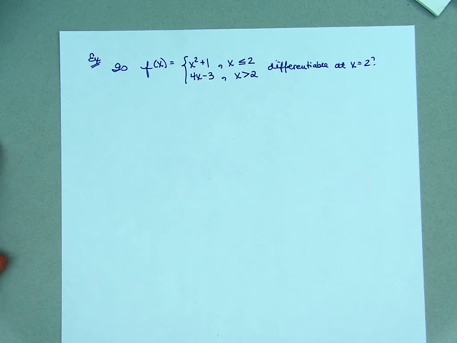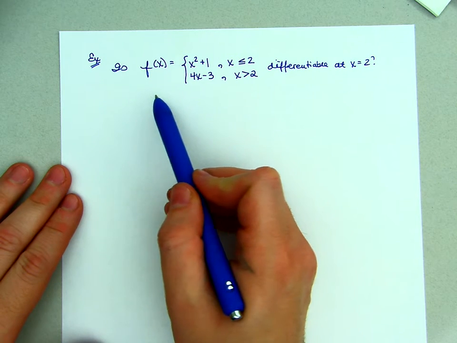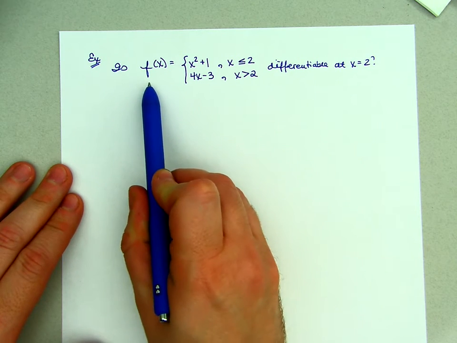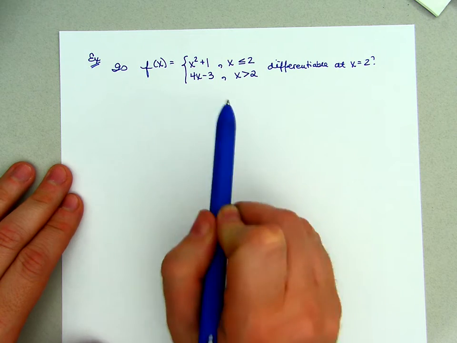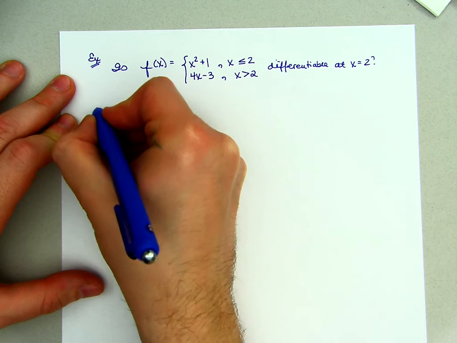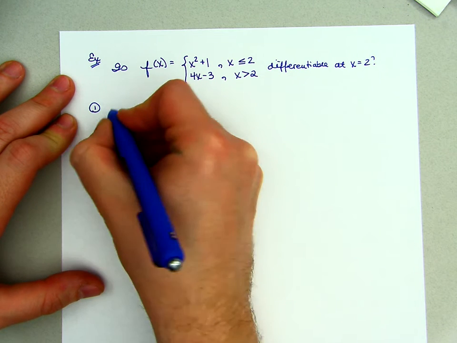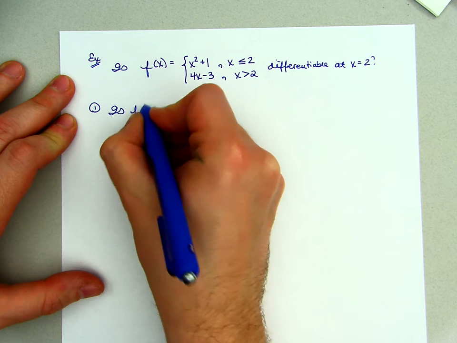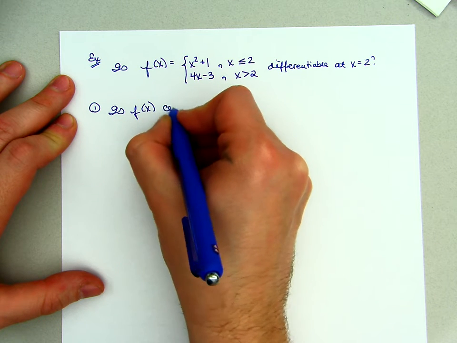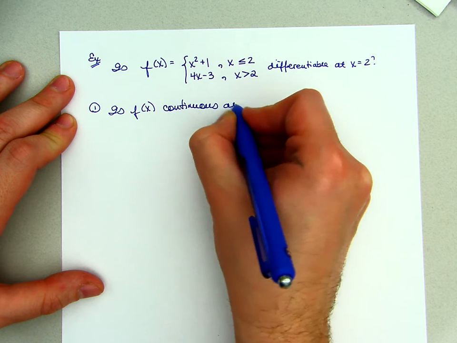Let's take a look at one more example of determining if a function is differentiable or not. I'm looking at this piecewise function, and I want to figure out if it's differentiable at x equals 2. Well, I first need to make sure that f of x is continuous at x equals 2. So that's going to be my first check. Is f of x continuous at x equals 2?